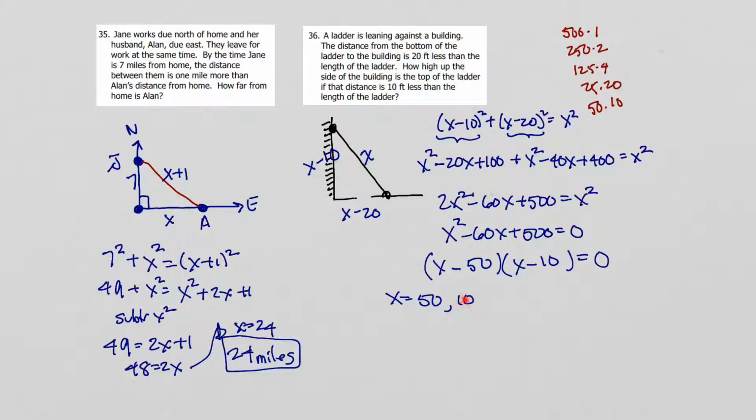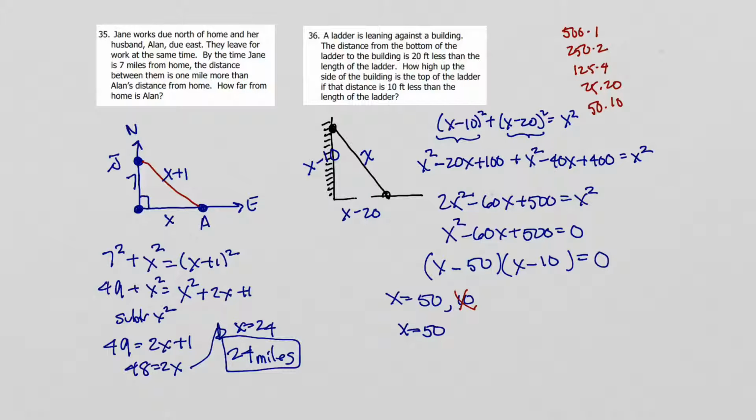What about the 10? If I put the 10 back in here, I get 10 minus 10 is 0. That means the height of the building to the top of the ladder is 0, and even worse, down here if I put in 10, I get 10 minus 20 is negative 10. This 10 is just not going to work. So we're going to state now that x is equal to 50. Both of these numbers work in our equation, but only one of them works in our problem.